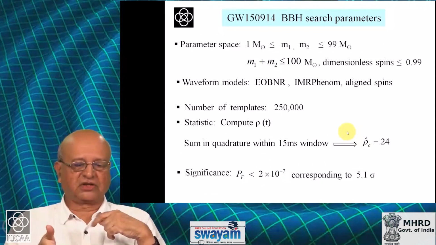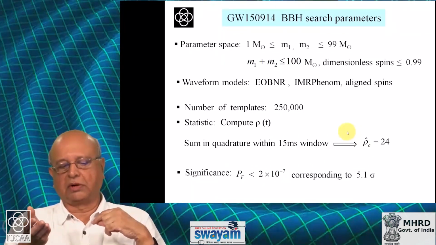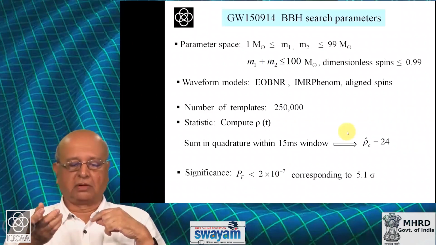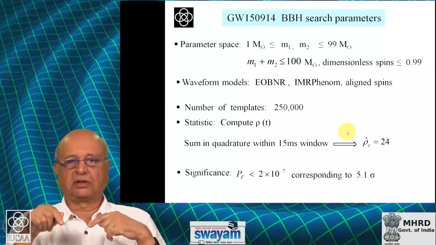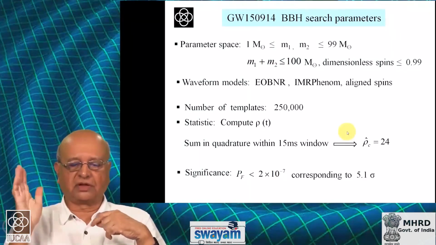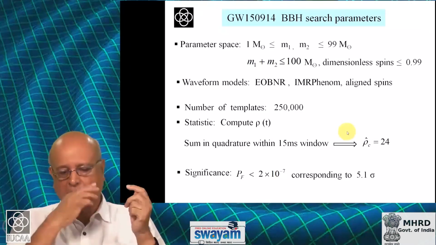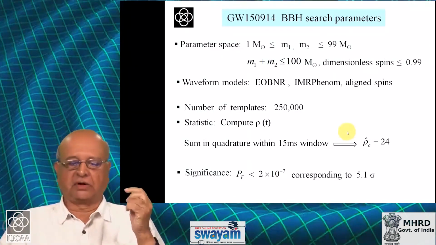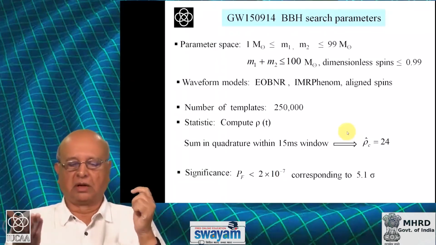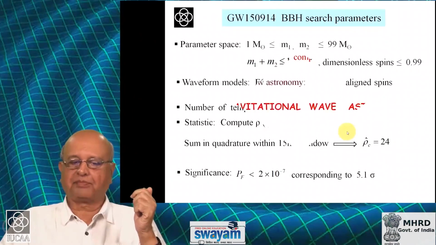And what was the statistical significance? The false alarm probability was something like less than 2 into 10 to the minus 7. So, 2 parts in 10 million that this is noise, and the rest of it is signal. This is the kind of huge detection probability that we have detected this particular signal. And if it was Gaussian noise, it corresponds to 5.1 sigma. That is just a way of saying it.